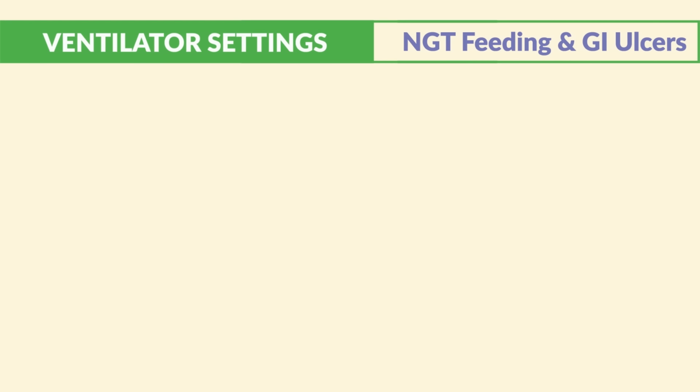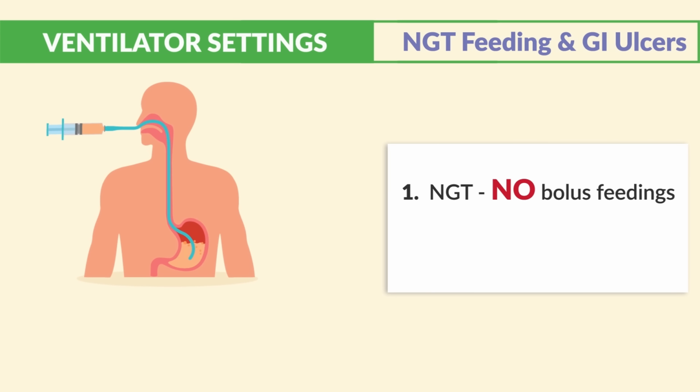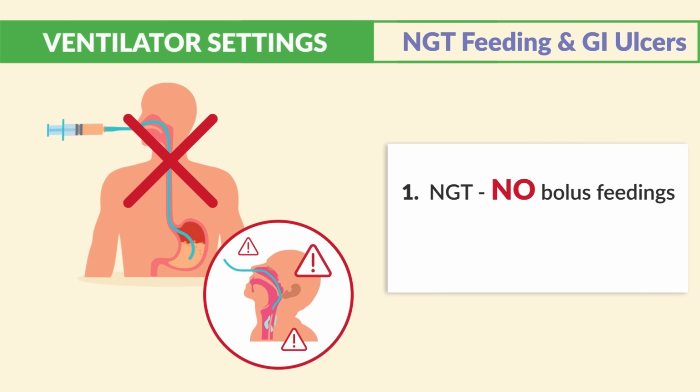Next is NG tube feeding and GI ulcers when a patient is intubated. So, starting with NG tube, write this down. No bolus feedings due to the increased risk for aspiration.